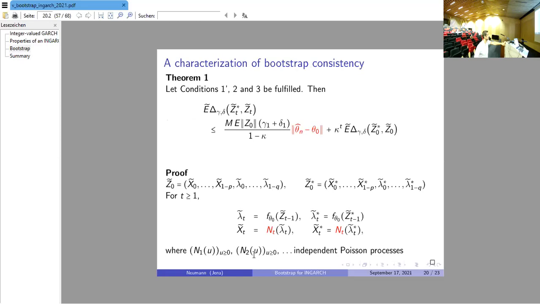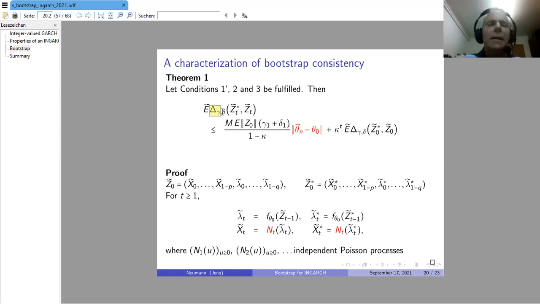Yes. Here you see. It's not on this slide. It was written d. This is exactly the same metric that I have used before. And this metric was defined in the following way. We take the components of these two vectors, consider the differences of these components, weight them by gamma i and delta j, and sum up.